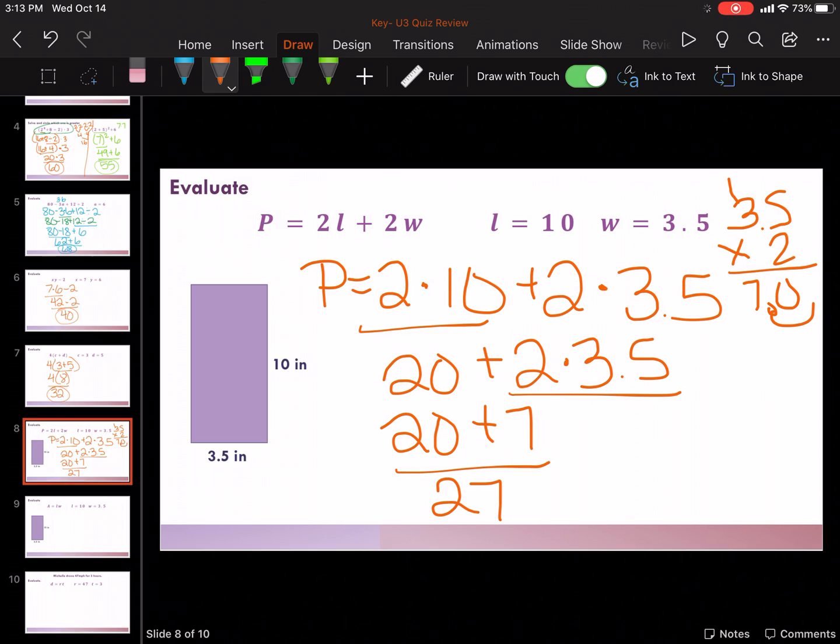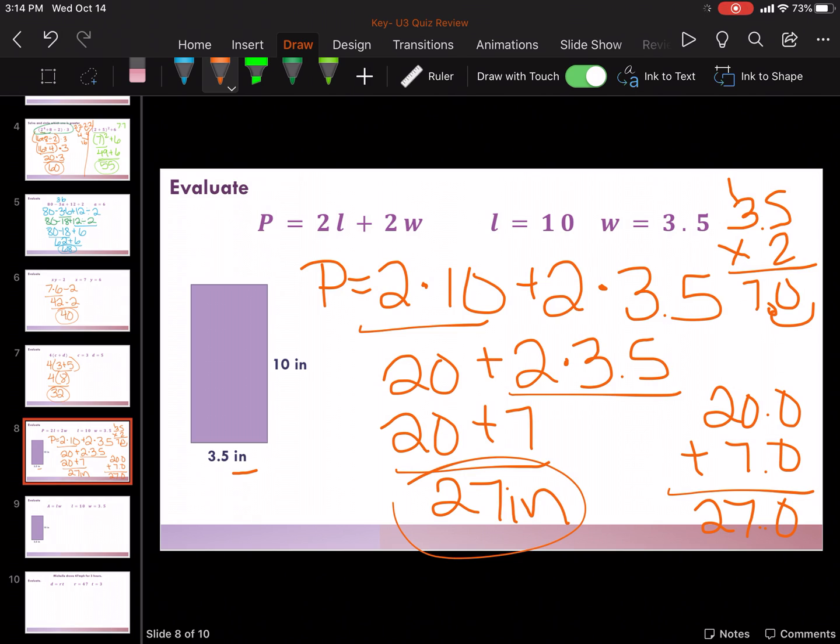I noticed a lot of people here did this. Watch that decimal. The decimal in the 20 is behind it, so you've got to line it up. So it's got to be 20.0 plus 7.0 is 27.0. So watch that decimal. And this one is perimeter, so our units are just inches.